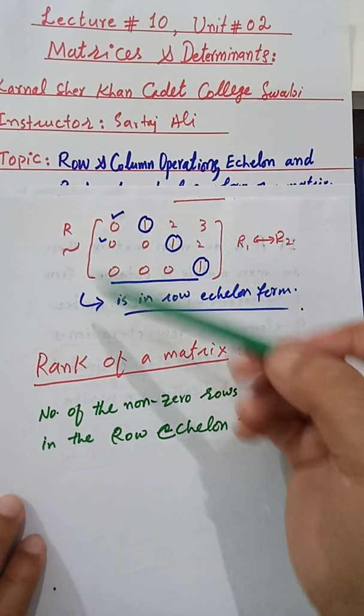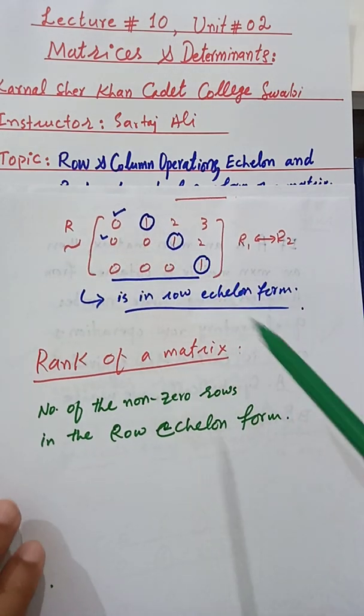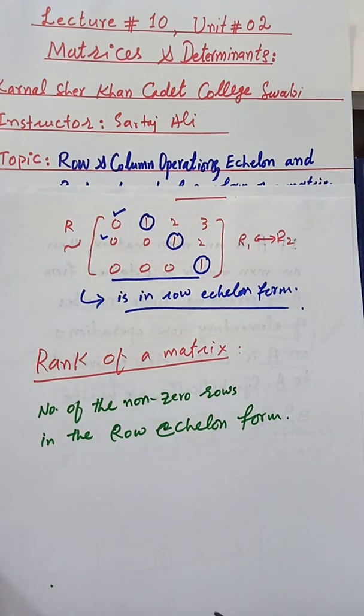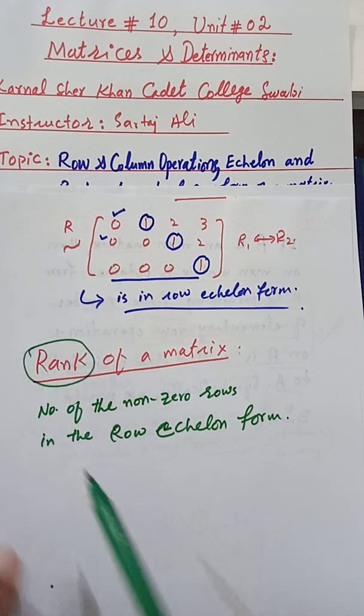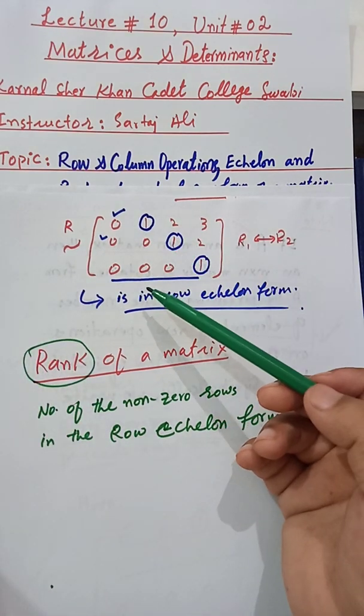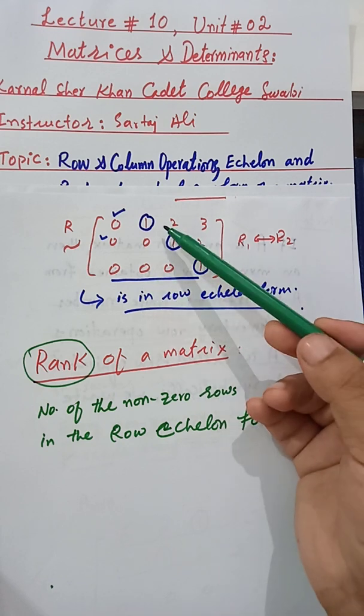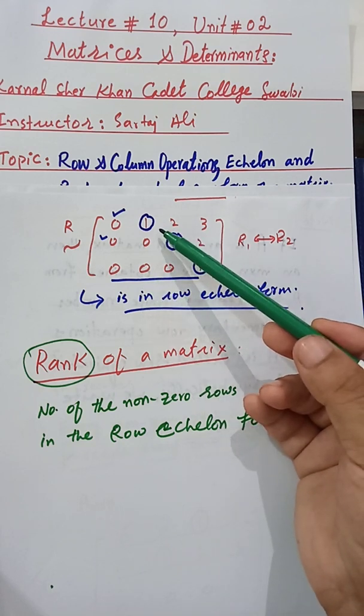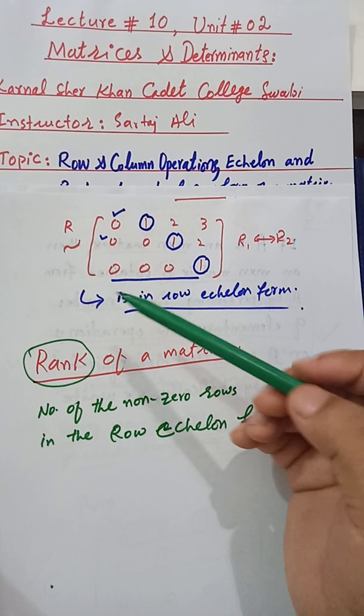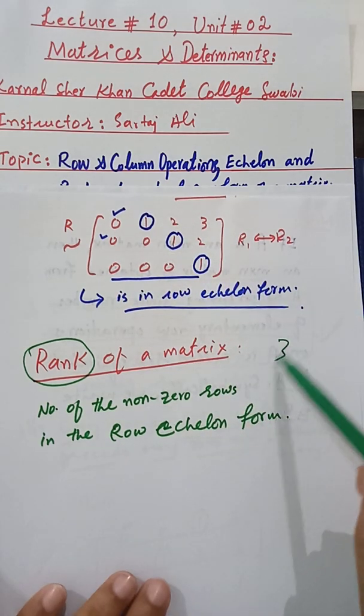So this matrix is in the echelon form. First of all, you need to convert the matrix into the echelon form when you are finding the rank. So this matrix is in the echelon form and the number of the non-zero rows is 3. So the rank of this matrix is equal to 3.